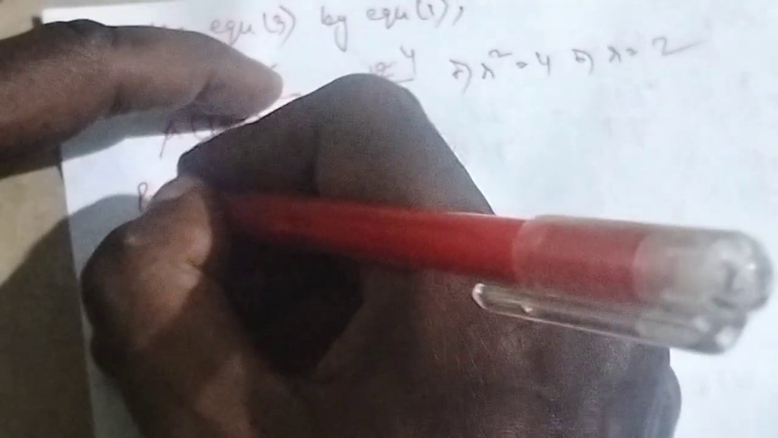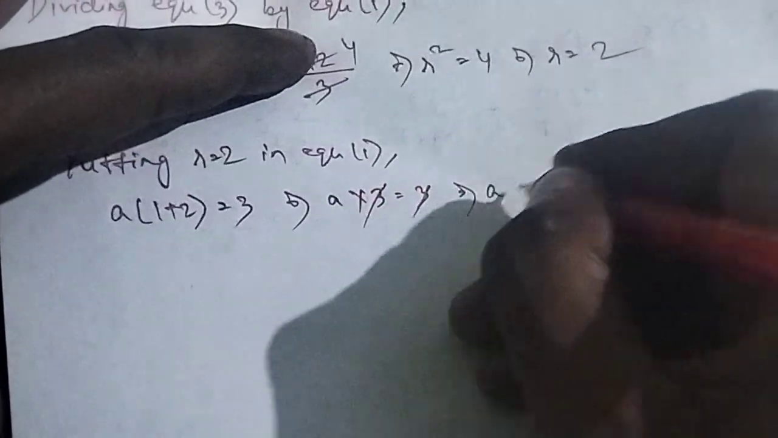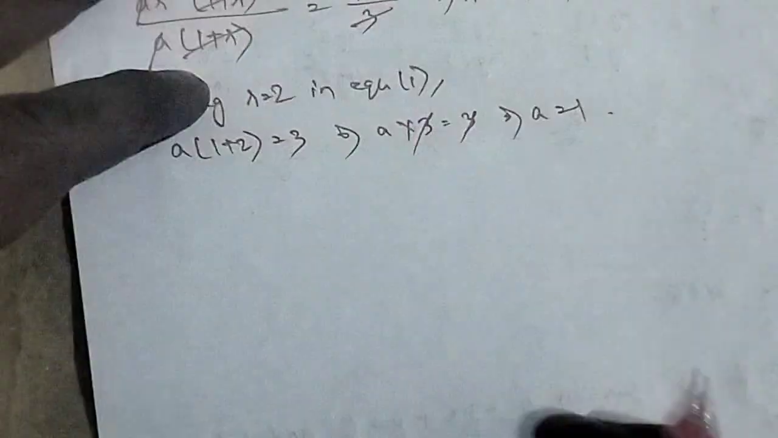Now putting R is equal to 2 in equation 1. What was equation 1? A into 1 plus R is equal to 3. In place of R we will put 2. So A into 1 plus 2 is equal to 3. That means A into 3 is equal to 3. 3 will cancel each other. A is equal to 1.